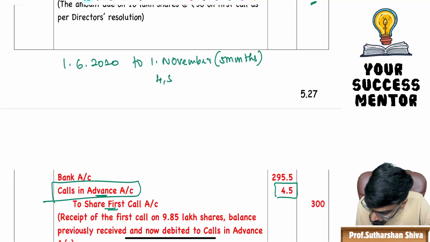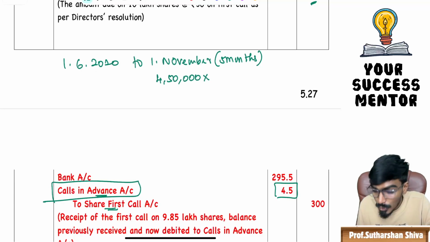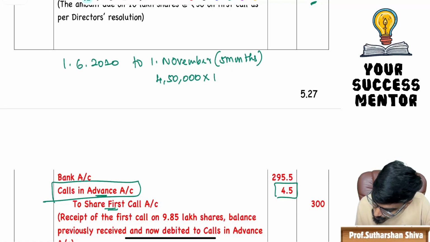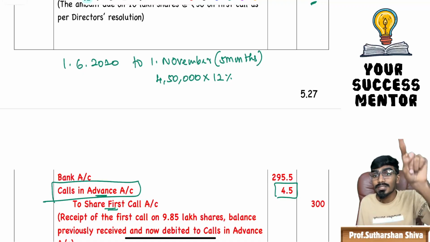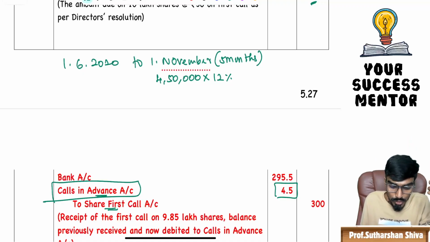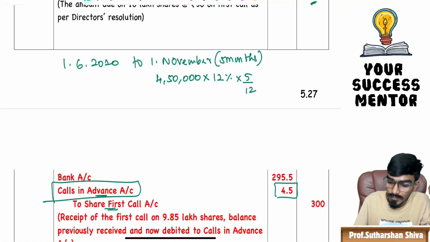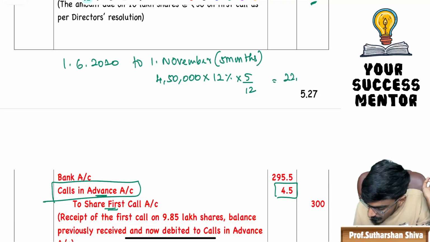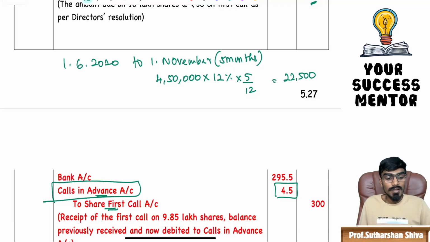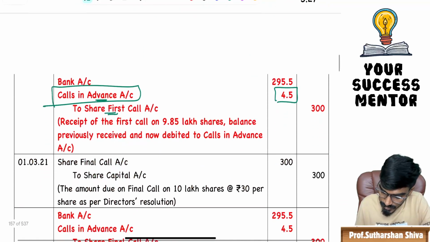4.5 lakh into 12%, sir. In this question, the percentage will also not be mentioned. You should only come to know into 5/12. I am getting 22,500. It is money which has to be paid by whom to whom? The company to shareholders, sir. Perfect, sir.